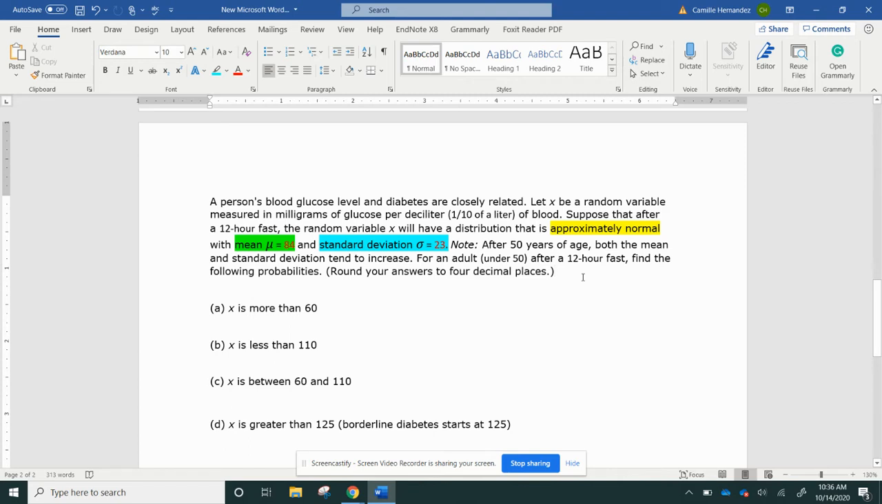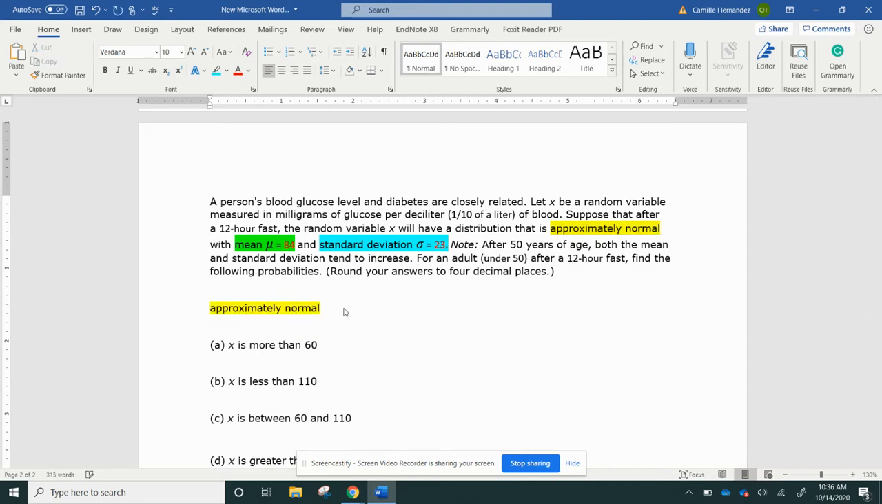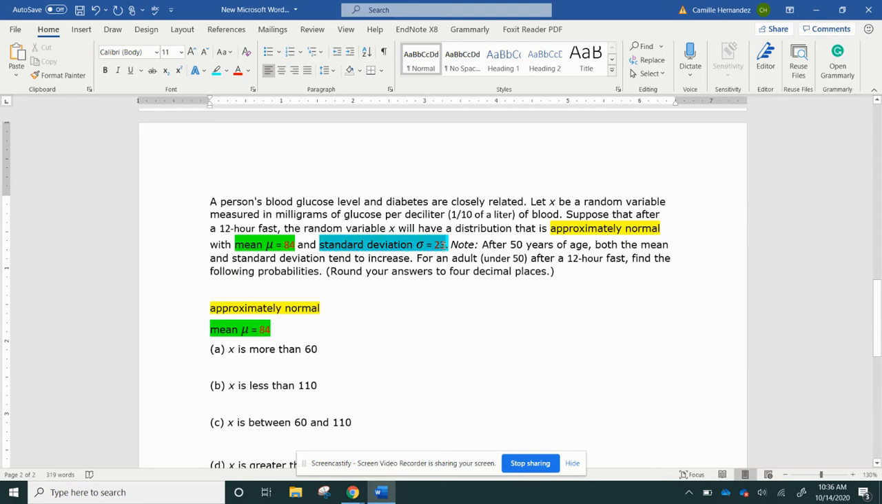So what I'm going to do right now is, I've got everything I need. And how do I know that? I'm going to take this and post it here. I've got that they're approximately normal, so that means I can use the normal curve. The mean is 84. Again, I'm just copying this down here to make sure I have everything that I need. And the standard deviation is 23.